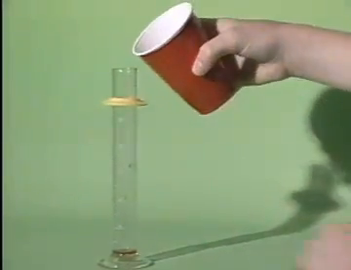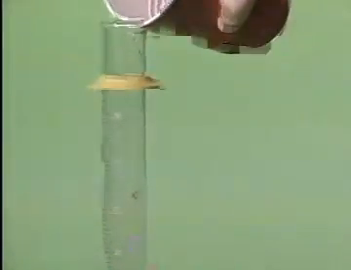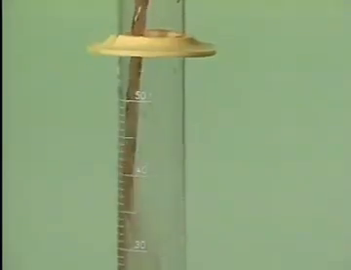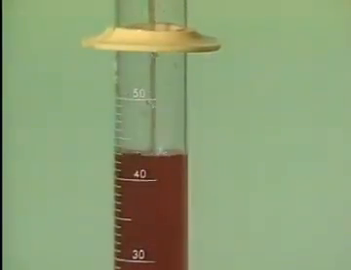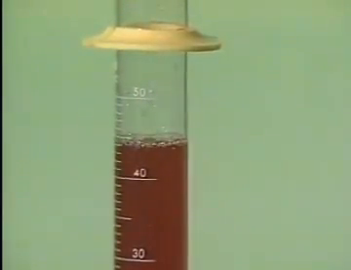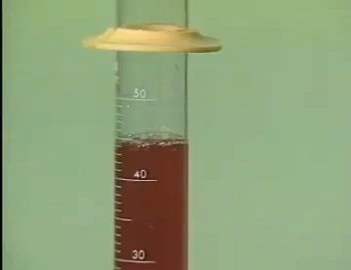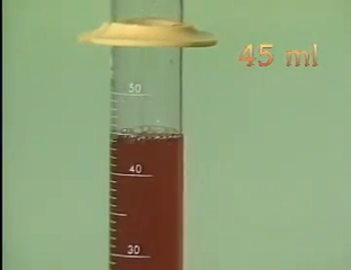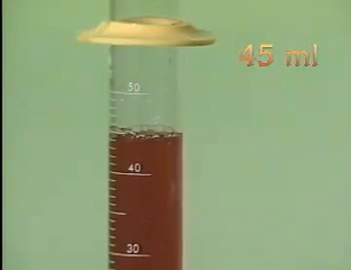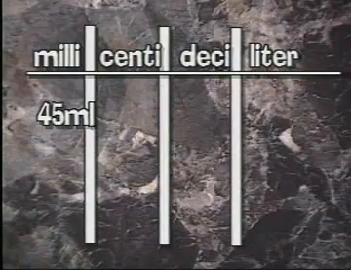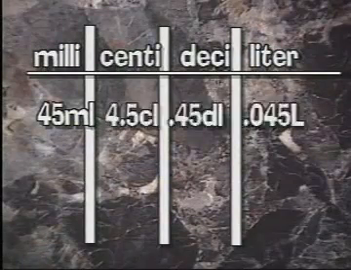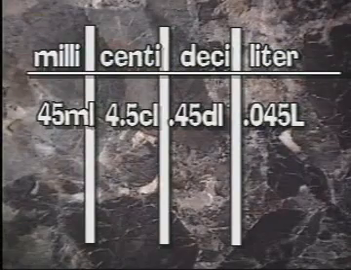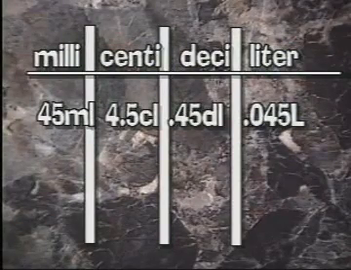Let's look at another example of converting from one unit to another in the metric system. How much juice do we have? Well, we pour it into a graduated cylinder and find that it is between the 40 and the 50 mark on the cylinder. The lines on this graduate mean milliliters, so the volume of this liquid is 45 milliliters. We can easily change this to any other unit by moving the decimal point.